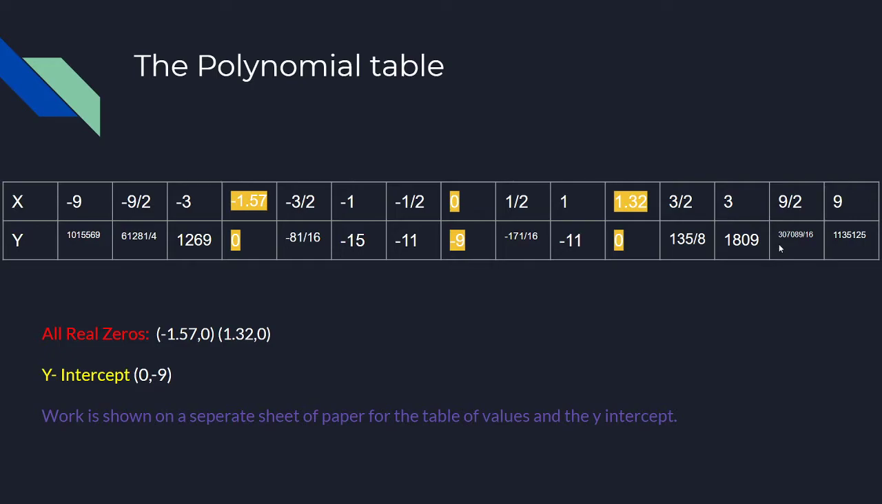As you can see here, this is my polynomial table. It has all my real zeros and my y-intercept. I found all the possible roots by using synthetic division to find which one was a real zero. I found none of them were rational, so I actually had to use Desmos to find the real zeros. To find my y-intercept, I plugged 0 into all of the x values, and that's how I got my y-intercept.